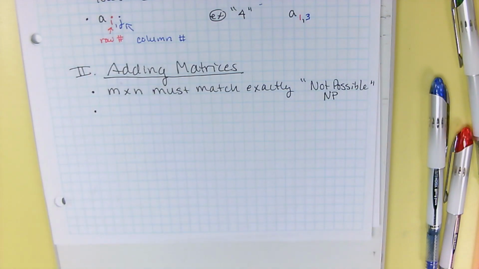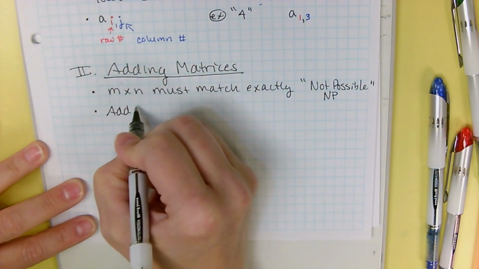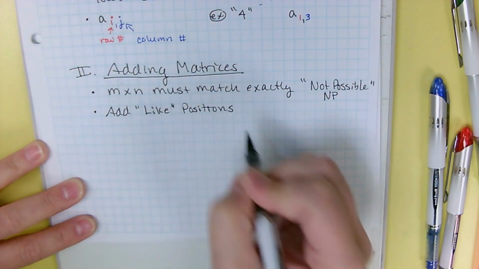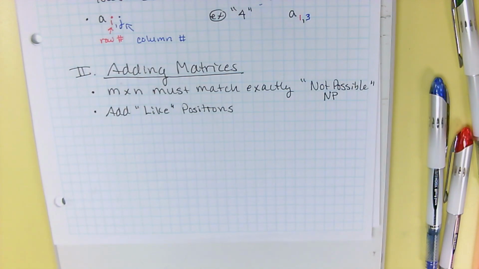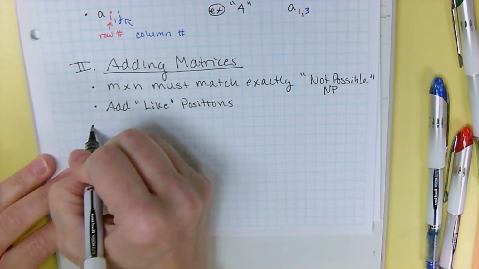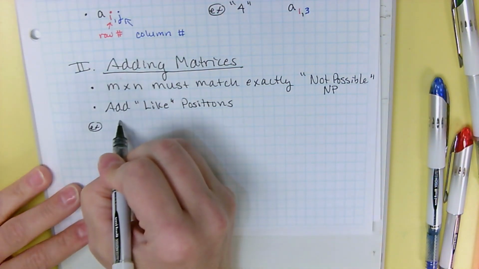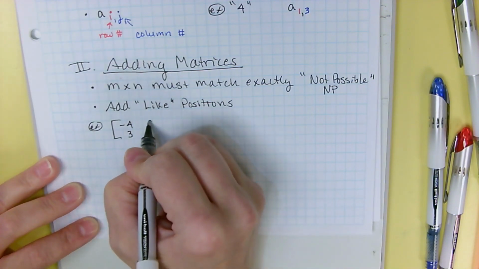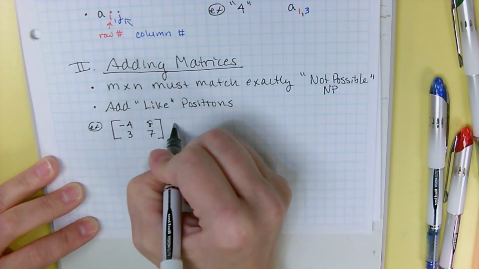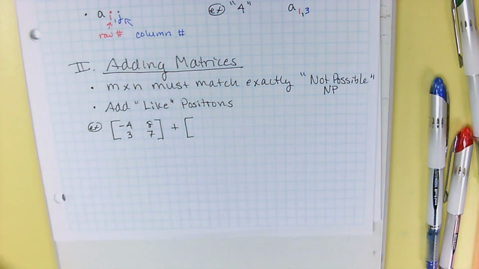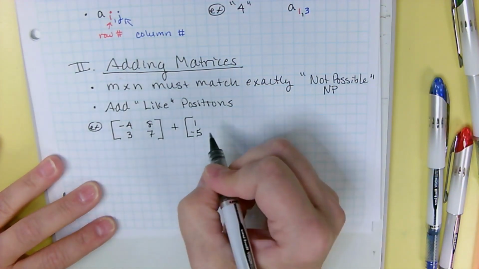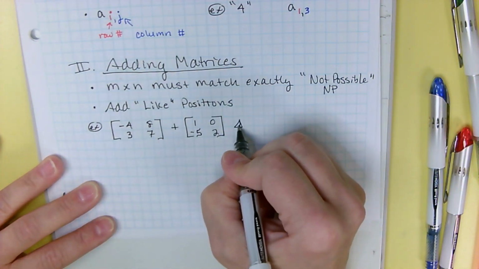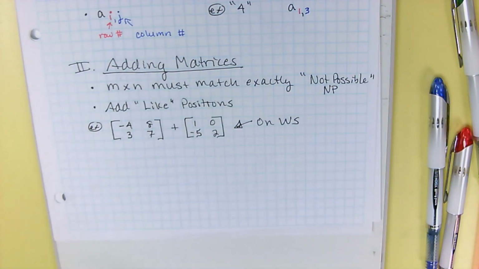Now, if M by N matches, you're ready to add, and you add what we call like positions. You add like positions. All right, so we're gonna do an example. In our first one, I'll give you the columns. It's -4/3, and then it's 8/7, bracket, plus, now we're gonna do the second one. I'll give you the columns. It's 1/-5, 0/2. So this is what you would see on the worksheet.